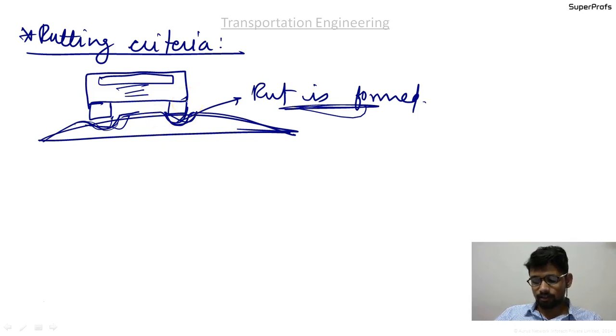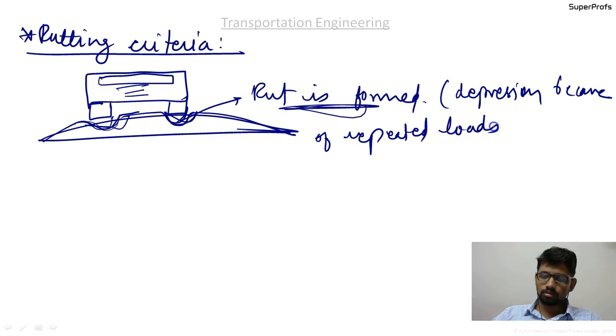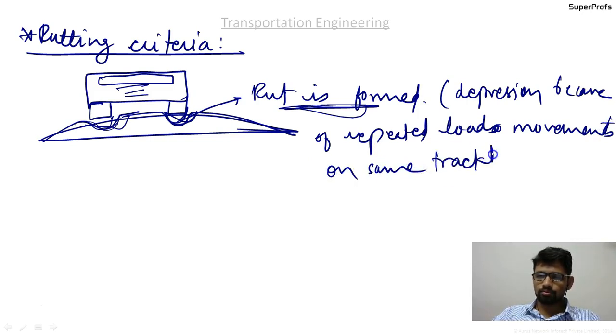First write down what a rut is. It is a depression because of repeated load movements on the same track. We have seen many ruts being formed on the roads. All of us have seen them. It is because of the repeated load movement on the same track.